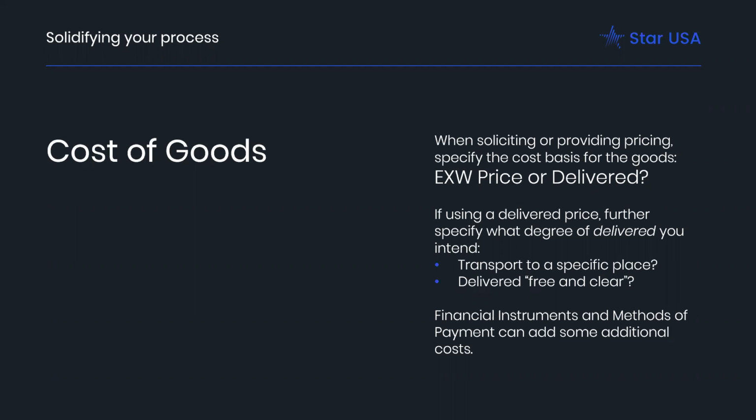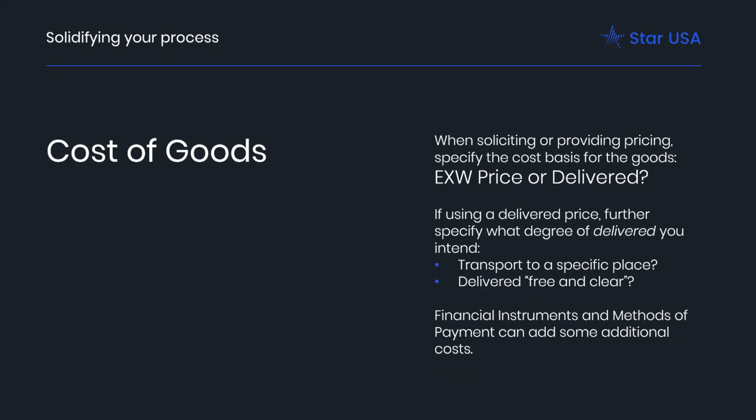So in building out our process, we need to understand our cost of goods and how we ask for that and how we communicate about that. When soliciting or providing pricing, specify the cost basis of the goods. I still recommend Ex Works pricing versus delivered pricing, but in your conversations with your customers, they may request delivered, or your capabilities may not even allow for Ex Works to be a thing to bother with, and you only want to get price quotes on a delivered basis.